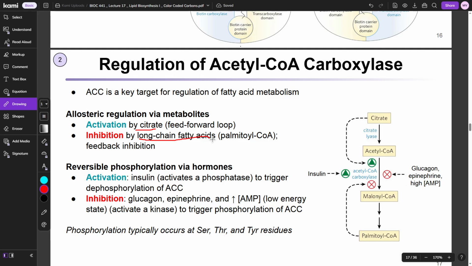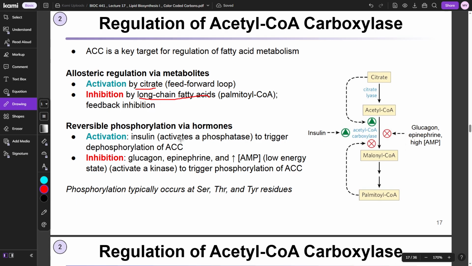And then in terms of hormones, we have to think about what each of them does. So insulin promotes storage, right? And glucagon promotes the need for sugar. So insulin, right? This process is for storing energy. So insulin activates it. Insulin leads to dephosphorylation generally, right? So dephosphorylation of ACC activates it.